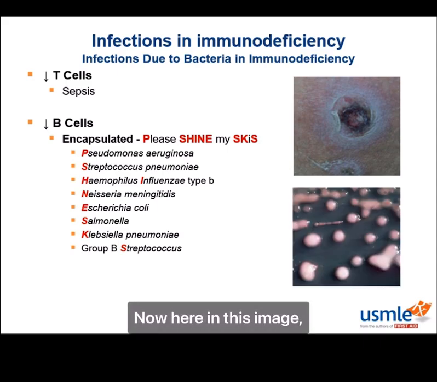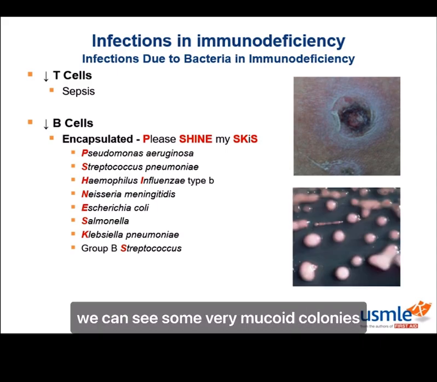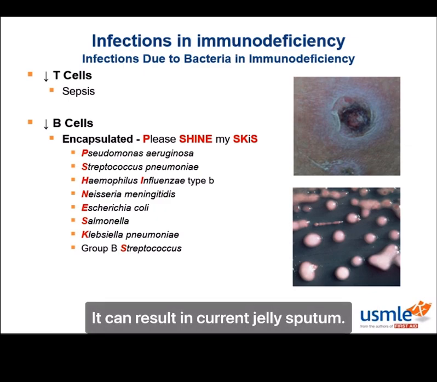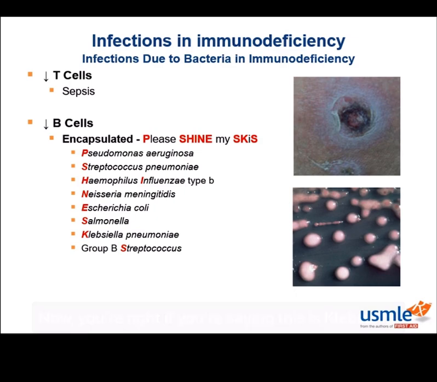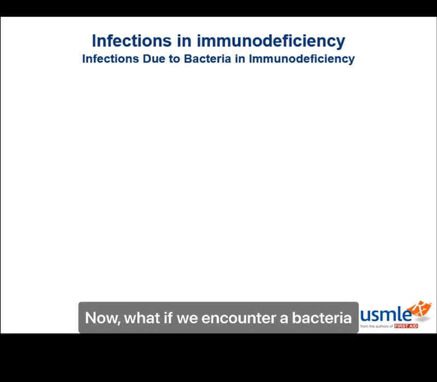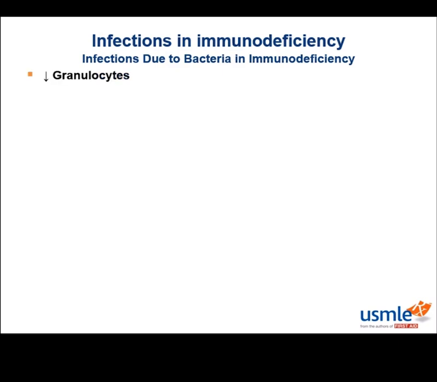Now, here in this image, we can see some very mucoid colonies due to abundant polysaccharide capsules. It can result in currant jelly sputum. Now, you're right if you're saying this is Klebsiella. Now, what if we encounter a bacteria and we're deficient in granulocytes?